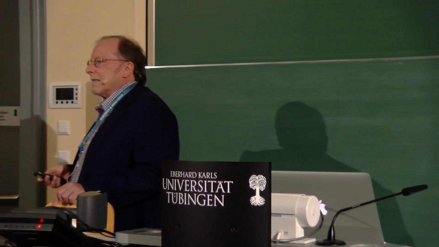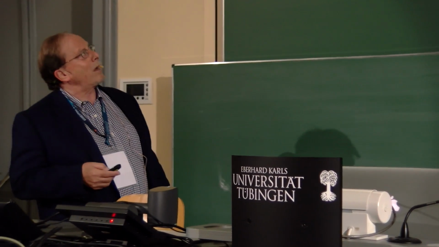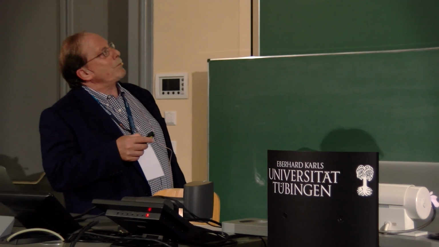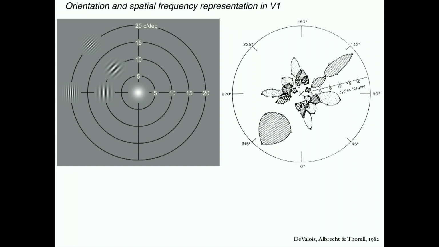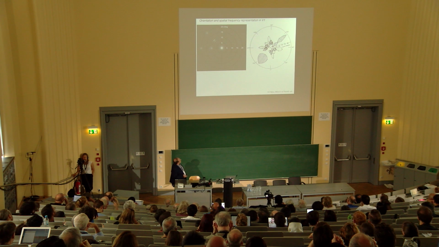And in the 1980s, a number of groups, including Russ De Valois and his colleagues, mapped the receptive fields of primary visual cortex cells in this space of orientation and spatial frequency, showing that you could do exactly the same thing in this space that you could do on the retina. That is to show that cells had restricted response domains. Each cell had a different domain. But these were effectively domains of stuff. These were representations of preferences of cells for particular orientations and spatial frequencies.